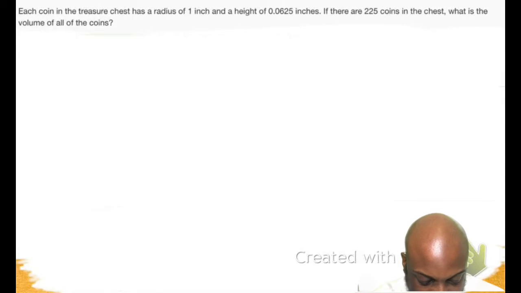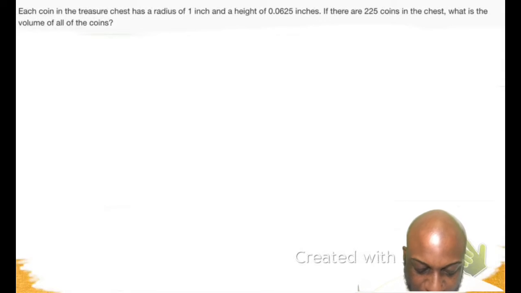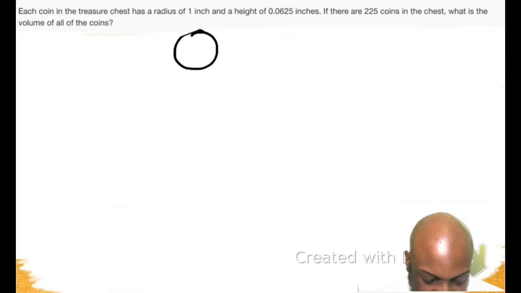All right, it says each coin in the treasure chest has a radius of 1 inch and a height of 0.0625 inches. If there are 225 coins in a chest, what is the volume of all the coins? The way that you would do this is you're going to find the area of the coin's base, which is a circle. Coins are circles, and a radius of 1 inch is actually a pretty big coin.